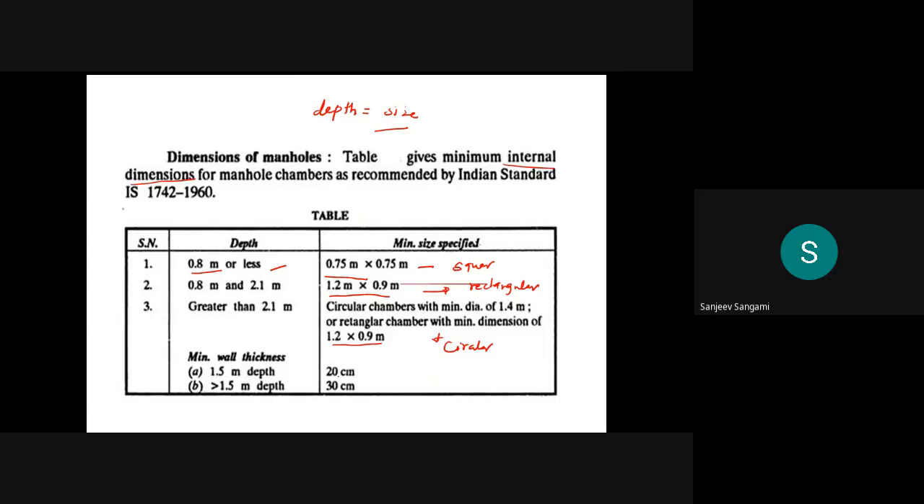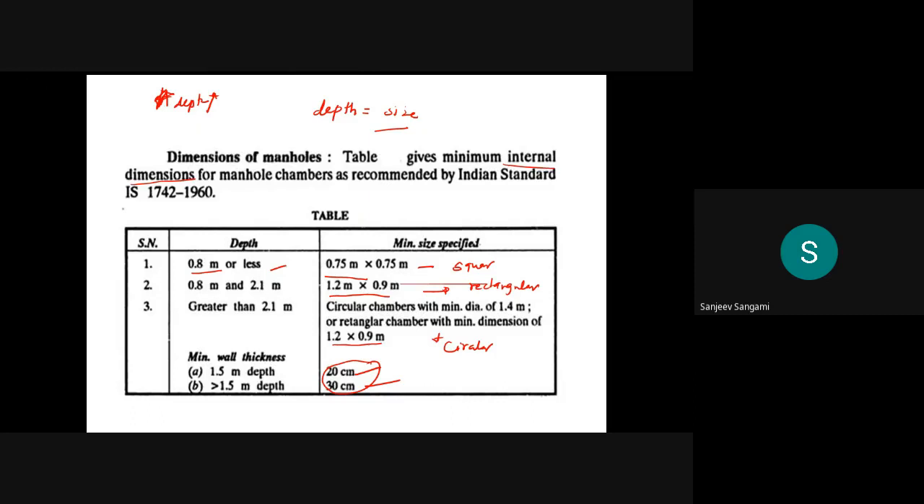Minimum wall thickness also has to be provided. If it is 1.5 meter depth, you go for 20 centimeter. For depths up to 1.5 meter, which is the shallow case we are talking about, you go ahead with 20. For greater depth, the 30 centimeter thickness has to be used. When the depth goes on increasing, the thickness has to be increased, because the load acts on the inner walls of the manholes.